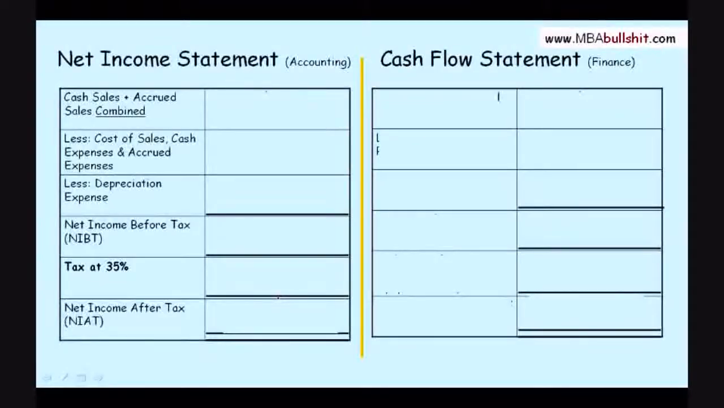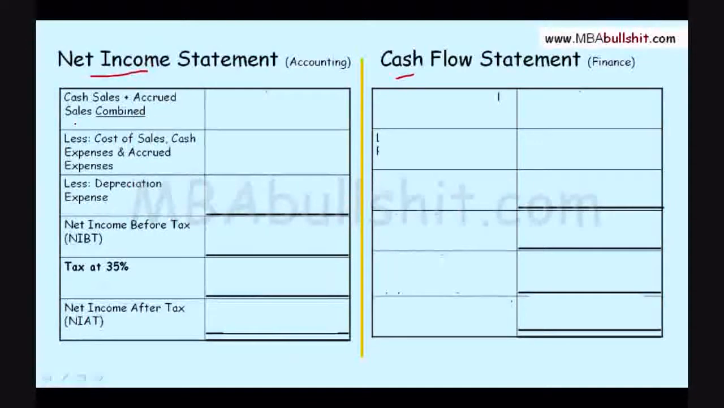So the focus of this video is to know how financial managers prefer to use a cash flow statement, instead of a net income statement, which is preferred by accountants. Now, these two statements are very similar, but they are not exactly the same. You'll see in a while why they are not exactly the same. You'll also see why, in order to make a cash flow statement, you must first make a net income statement.